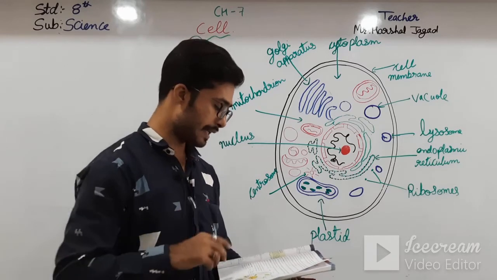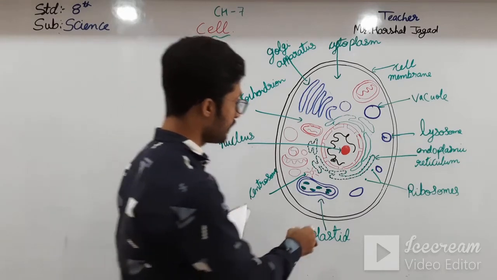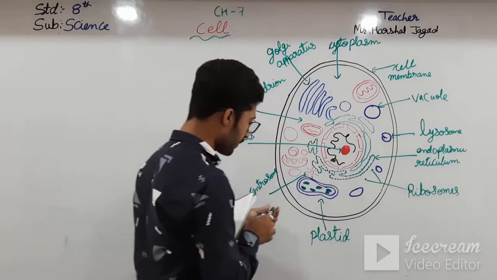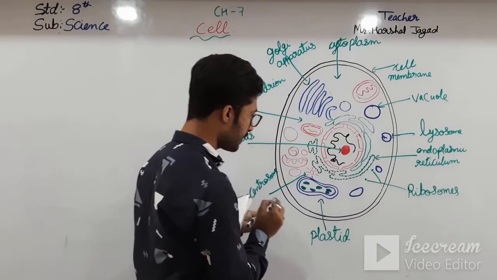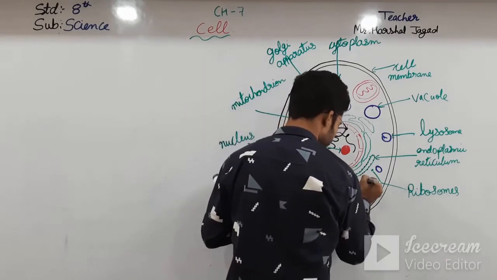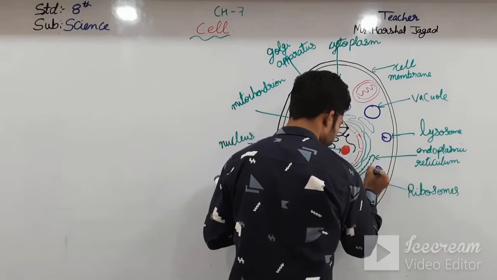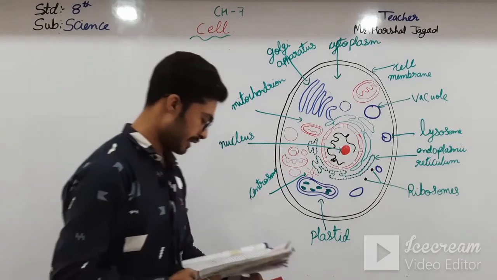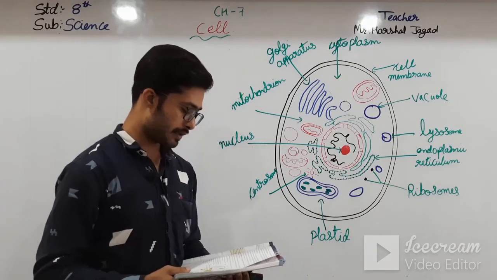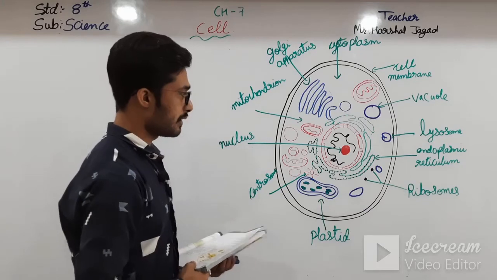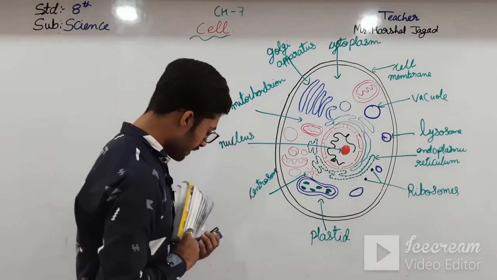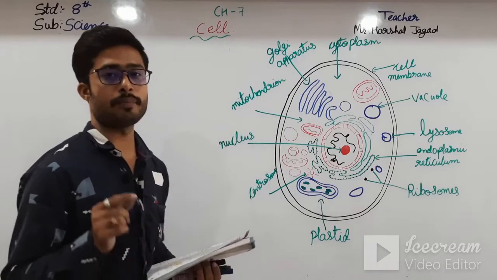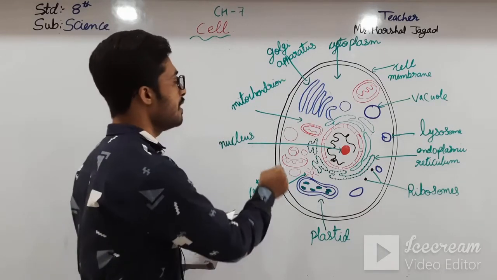Okay students, and next come ribosomes. So, these are the ribosomes. See here, the dots are given. I have made them with the green pen, and I am just changing the color of the dots to black. So these are ribosomes. What do they help with? Protein synthesis takes place here.